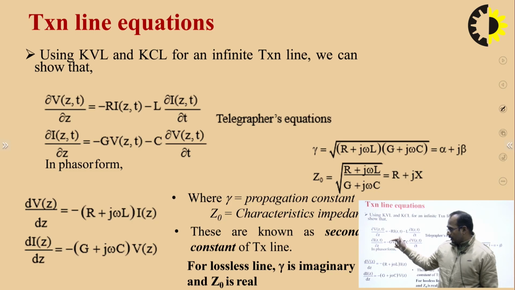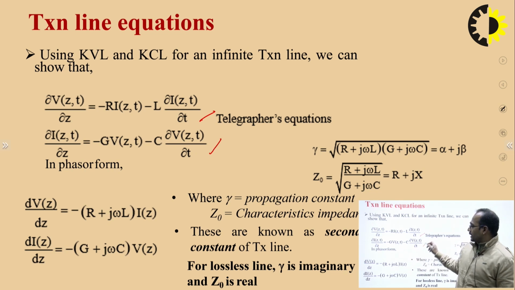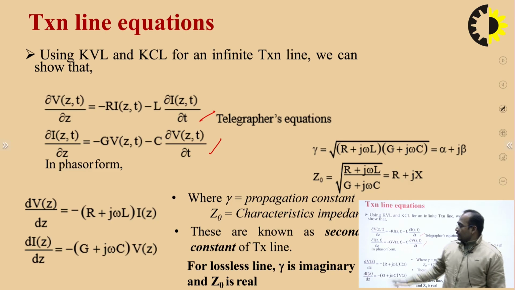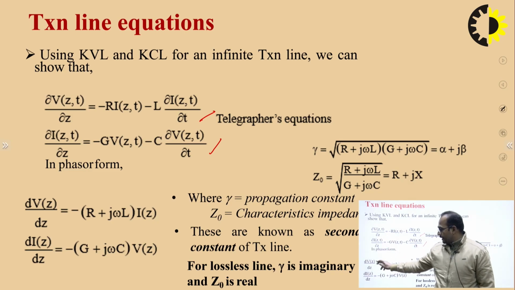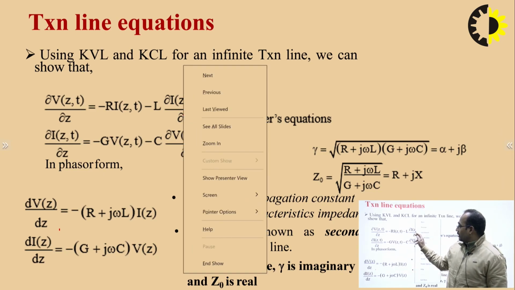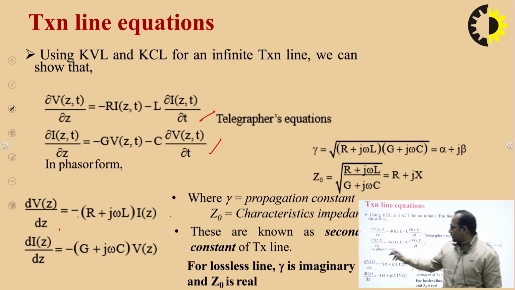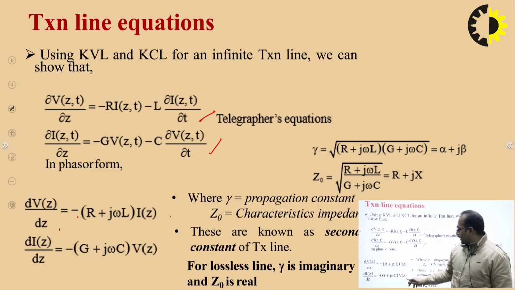equation, you can get delta V(z,t) by delta z equal to minus R I(z,t) minus L dI(z,t)/dt. In the phasor form, you can write this. So we can write in phasor form dV(z)/dz equal to minus (R plus j omega L) I(z). Similarly, I can write dI(z)/dz equal to minus (G plus j omega C) V(z).